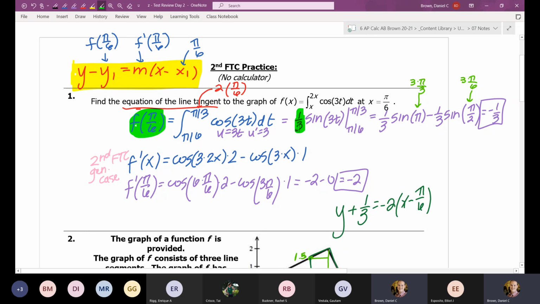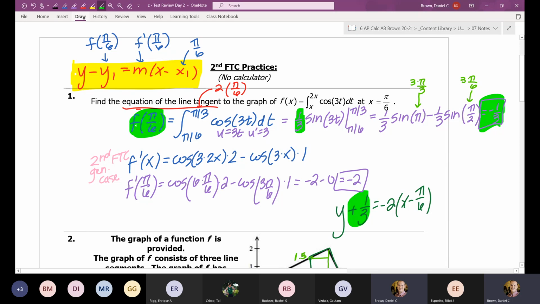That 1/3 showed up from u substitution. If u was 3t, then u prime would be 3. The antiderivative of cosine is sine, and then plugging in the top minus the bottom gave us this value of negative 1/3. So that is the value of the integral, and the integral is the y value of f. So for the tangent line, y minus negative 1/3, that's where that plus 1/3 came from.